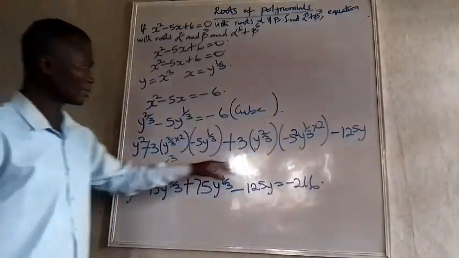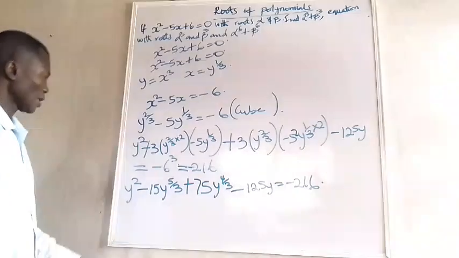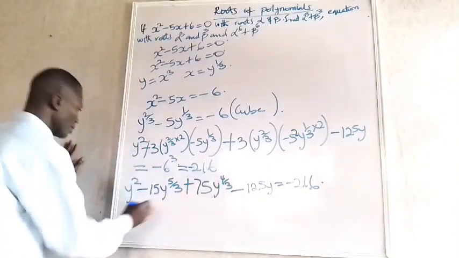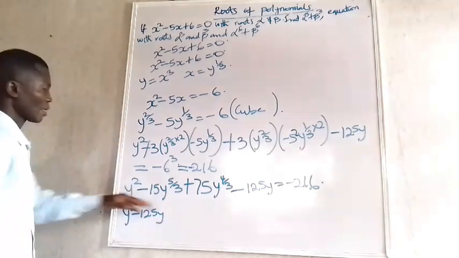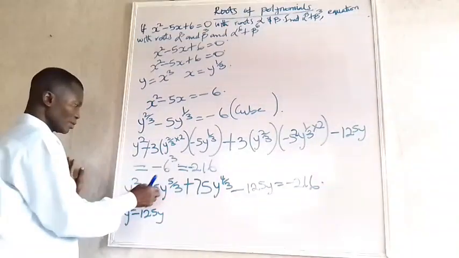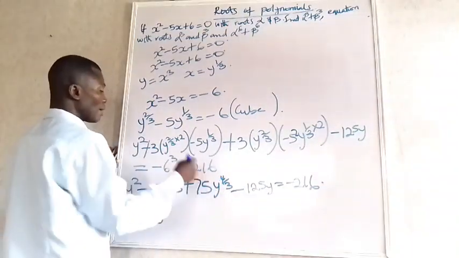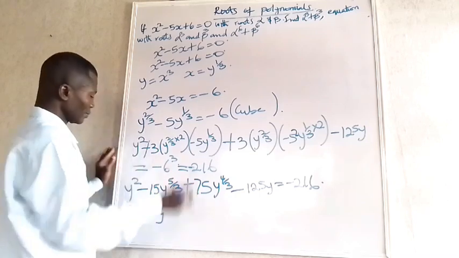Please understand this expansion. That's just really working. At last, I can now say y squared minus 125y. Let me factorize this. If you look at this, y raised to power, okay.